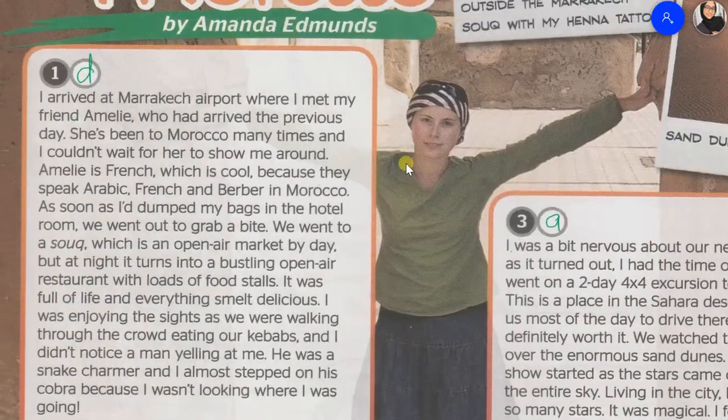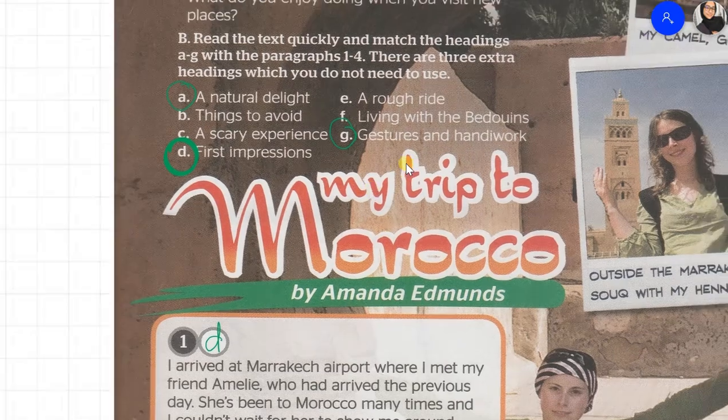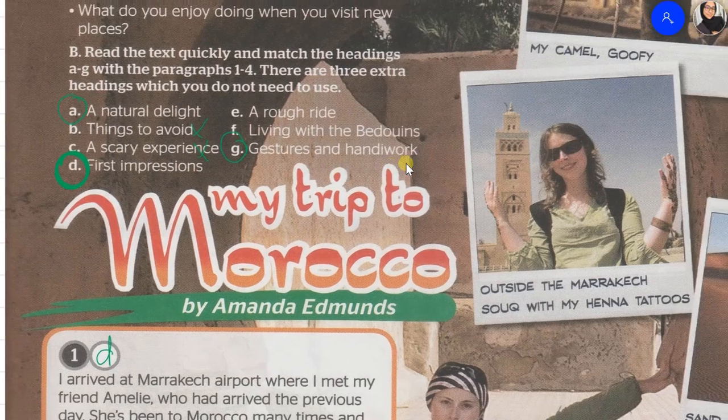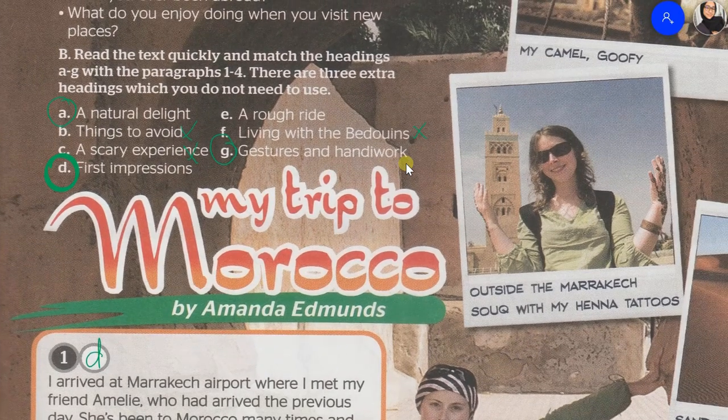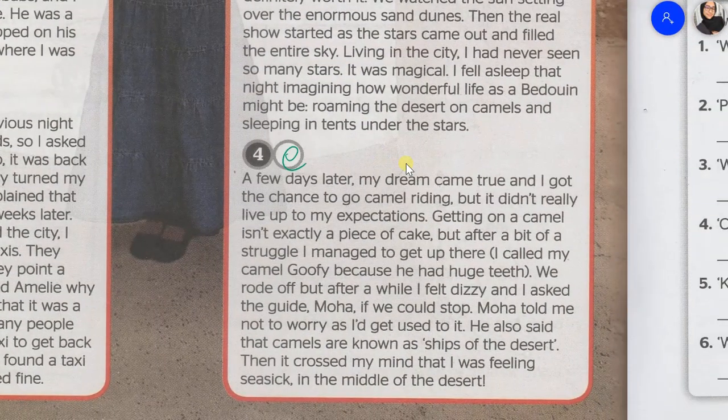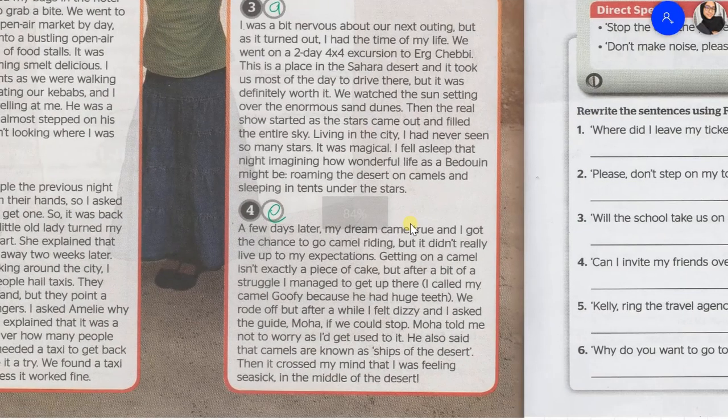So the best heading for paragraph number 4 is not things to avoid, not scary. It's not really a scary experience, right? It's just more like a challenging experience. So this is not the answer. So this is the best heading that suits paragraph 4. A rough ride. So there you go.